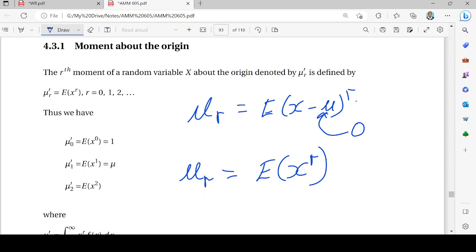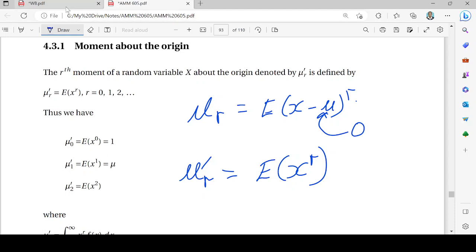Now we call this the r-th moment about the origin, and we use the notation mu prime r. R again takes the values from 0 to 1 to 2 and so on. So if we find the case where r is 0, the expected value of x raised to power 0 will give 1. The first moment about the origin is the expected value of x raised to power 1.